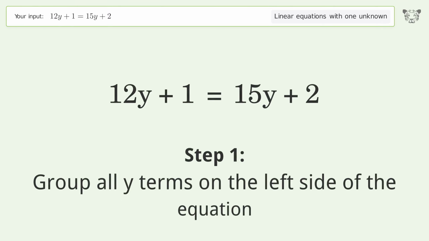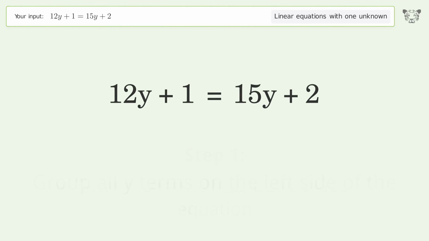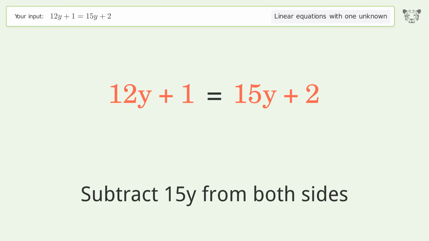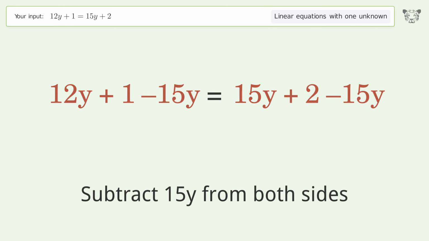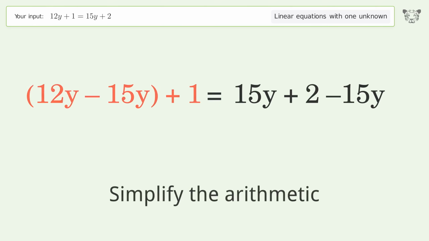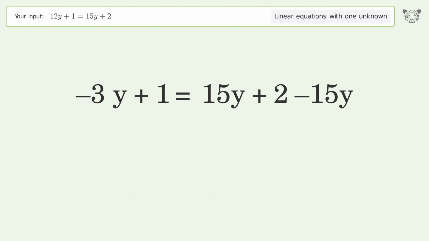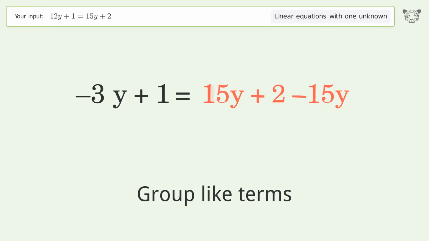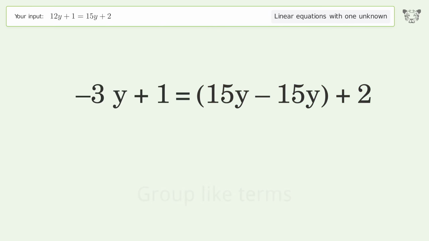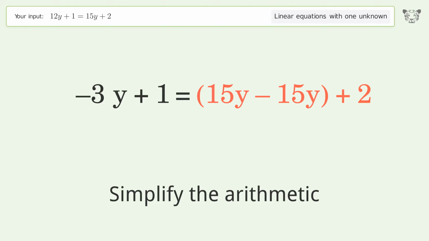Group all y terms on the left side of the equation. Subtract 15y from both sides. Group like terms. Simplify the arithmetic. Group like terms. Simplify the arithmetic.